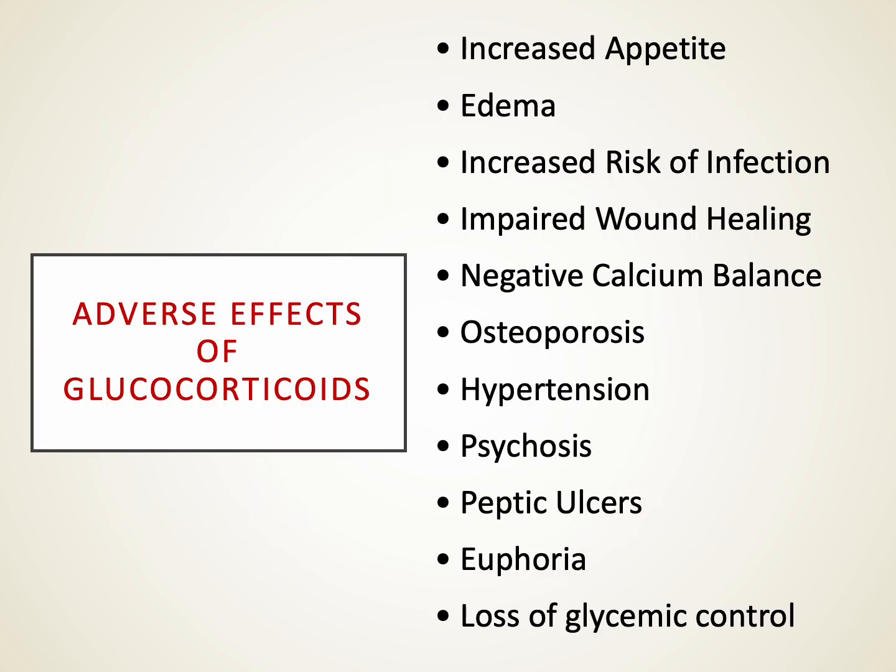The adverse effects of glucocorticoids, we've already spoken about this throughout both this block and throughout the curriculum. You'll see often increased appetite and edema, risk for infection, wound healing impairment, osteoporosis and effects on calcium balance. You may see hypertension as a function of the mineralocorticoid effects. You'll see potential for psychosis in high doses, particularly peptic ulcers, perhaps euphoria. And the big issue we're most concerned about is the risk for loss of glycemic control in a patient with diabetes.